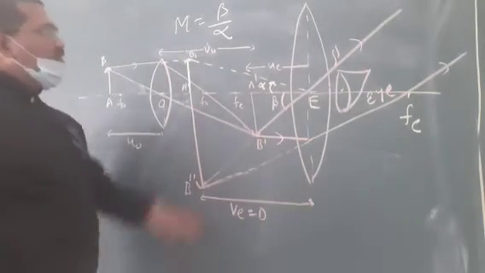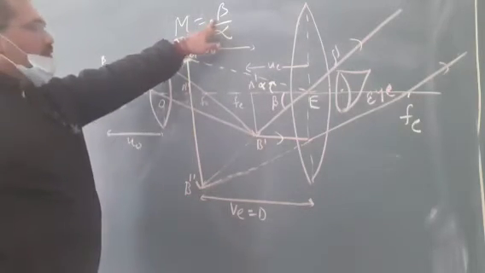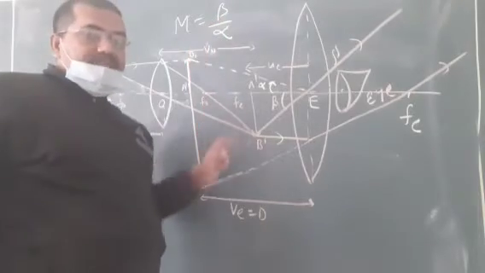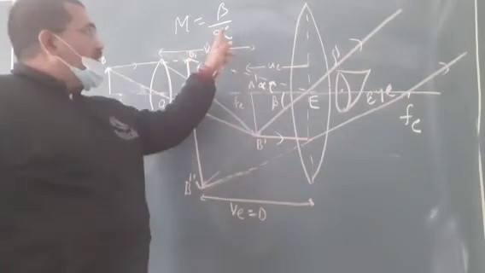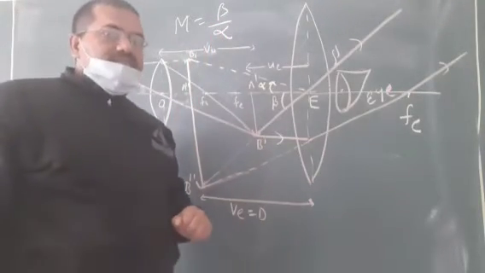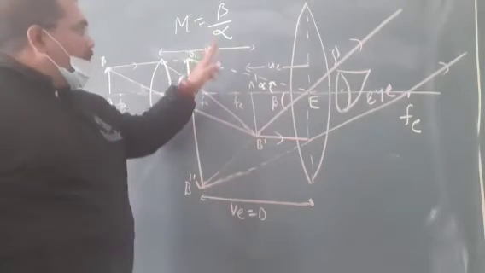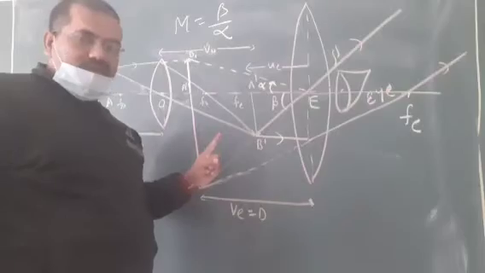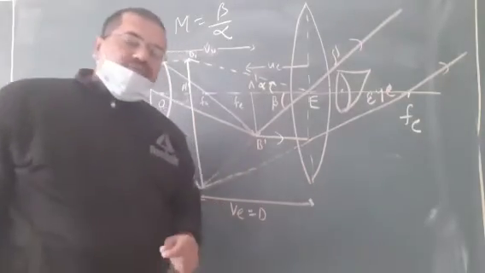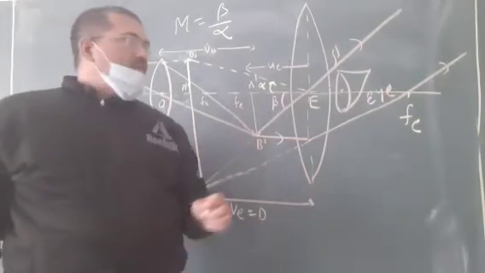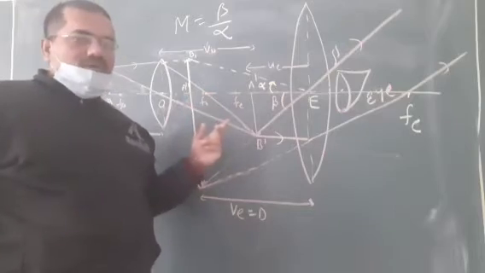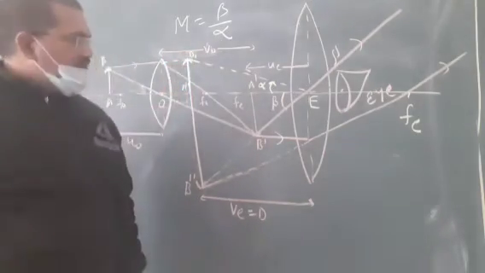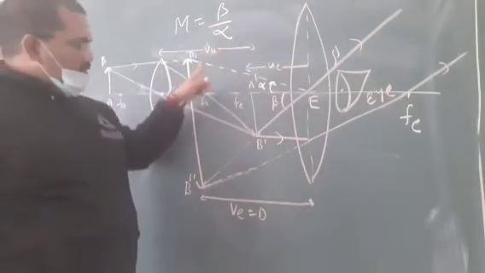So beta is the angle subtended by the image, alpha is the angle subtended by the object, but both are kept at the same place. Very important. In the simple microscope we have discussed it more. So I think you understand all the things.